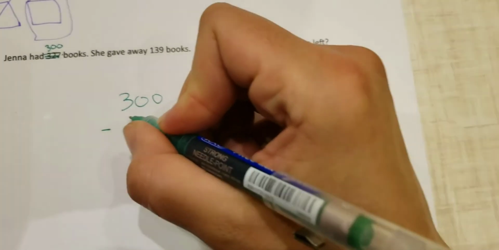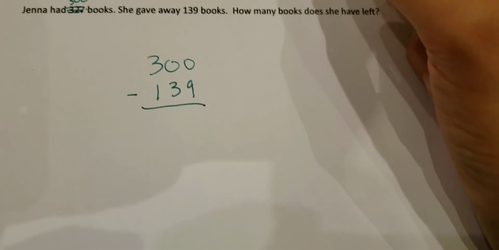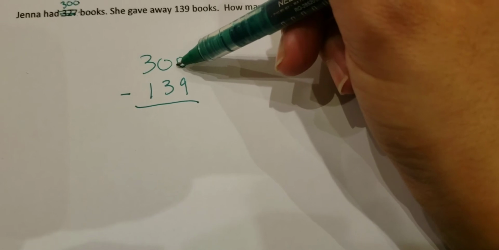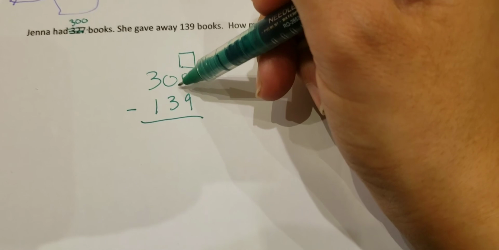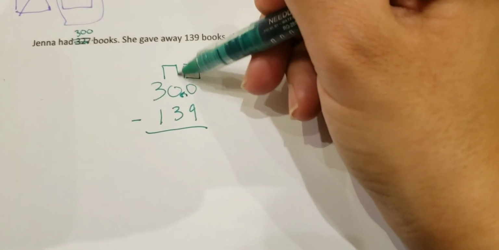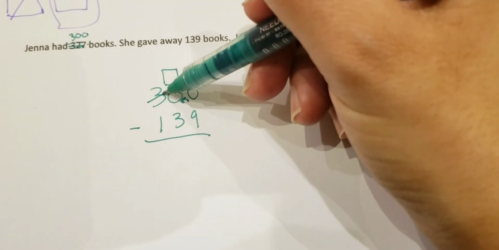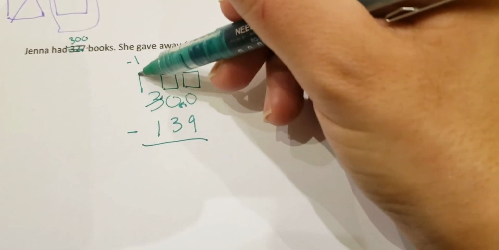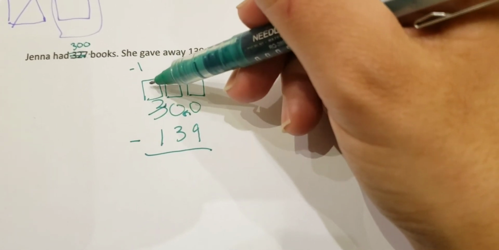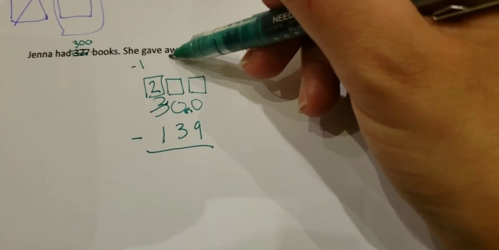300 minus 139. Let's subtract the ones. We cannot take 9 away from 0, so we have to borrow from the tens place value. I already know that I have to regroup. The tens doesn't have enough. I know I have to regroup this. And the hundreds has enough, so they can give us 1. We take away 1. 3 minus 1 is 2. I need to add 10 to the tens place value. 10 plus 0 makes 10.